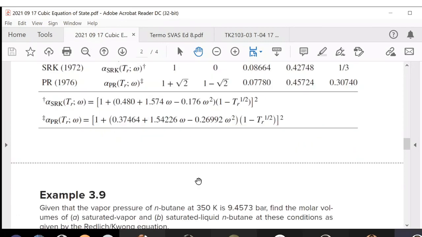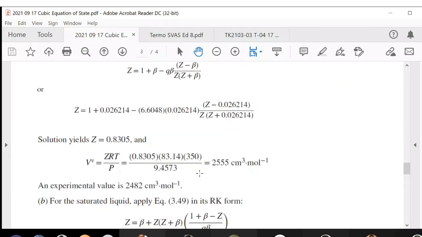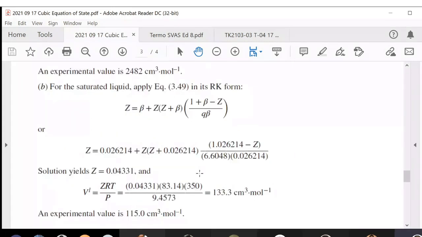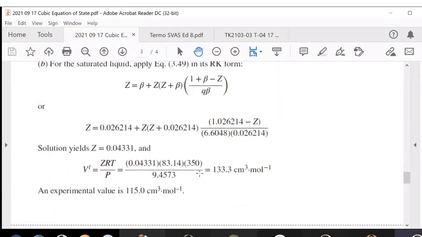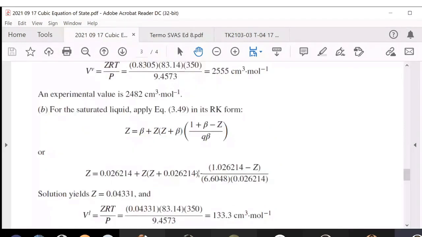Okay, up to this point, are there questions on how to calculate the compressibility factor or the volume? It is simple, actually. Okay, there is no question.